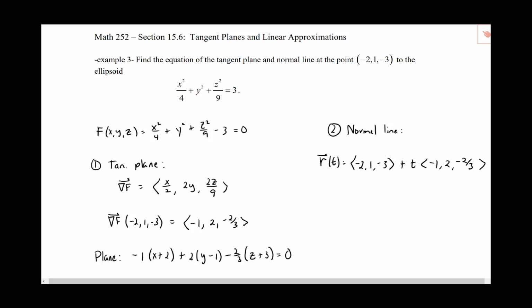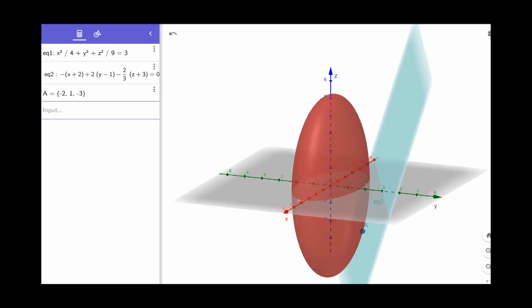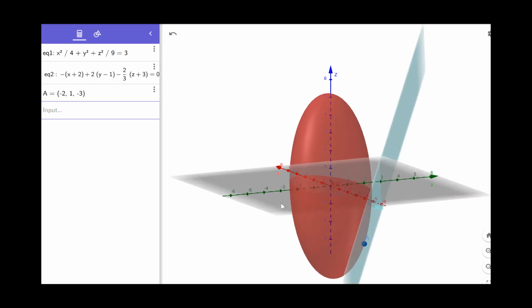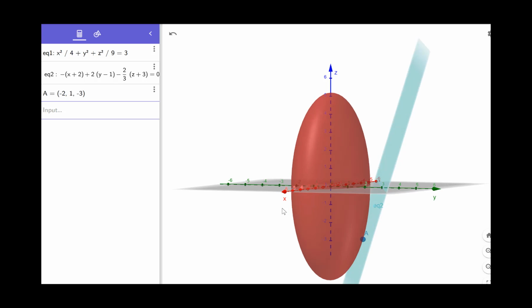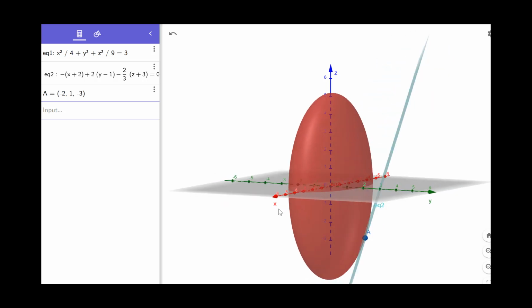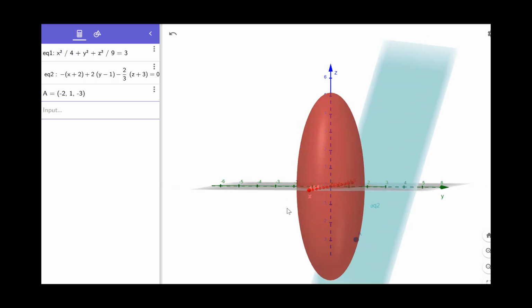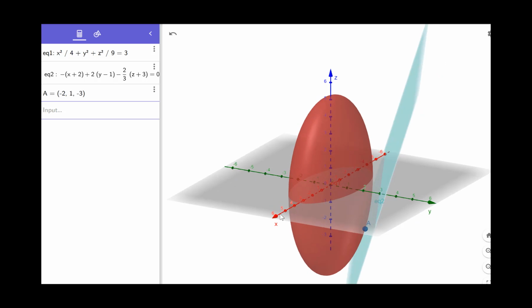All right, before we go on to the next example, let's take a look at what we just figured out. Let's take a look at the graph in 3 dimensions of the ellipsoid and the tangent plane at this particular point. Using GeoGebra, I've graphed the ellipsoid and I've graphed the tangent plane. If I pull it around a little bit, you can see that plane is tangent at the given point, which I labeled A. So we have our ellipsoid and we have our tangent plane. GeoGebra is a great little tool for just kind of checking your work and seeing what this actually looks like in the real world.